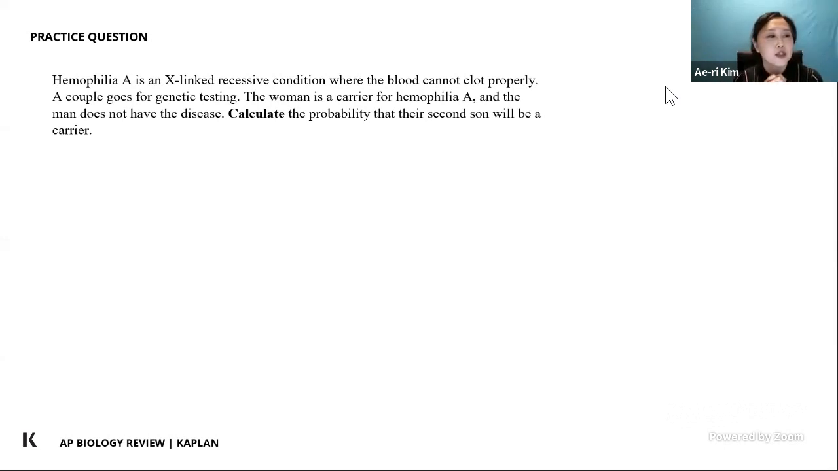Okay, so we have an X-linked recessive condition that is a common one that comes up, hemophilia. And we're looking for the probability that a second son will be a carrier. Okay, so go ahead and throw in your answers for this. So remember, carrier is an important word to pay attention to for the woman. And the fact that the man does not have a disease, I would highly recommend that you do a Punnett square to figure this out.